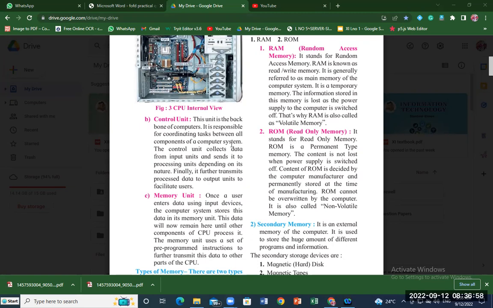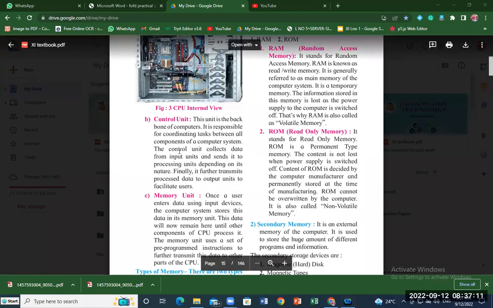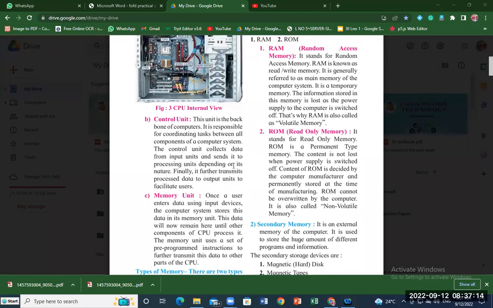Okay, so the control unit is controlling the processes, taking it from the input unit, giving it to the ALU, calculating it, and then getting back the answer and putting it on the output unit. The control unit collects data from the input unit and sends it to the processing unit depending on its nature. What it wants to do, it wants to download it, it wants to play it, right? So that processing has to be done, and the control will be passed on to the particular system, right?